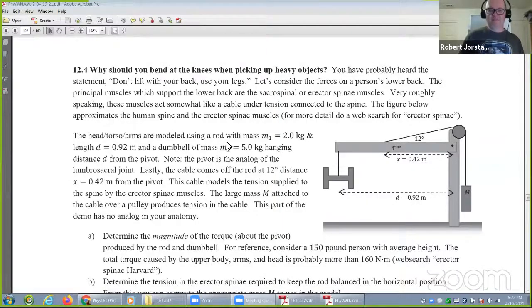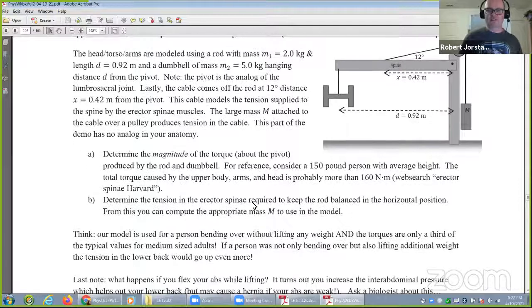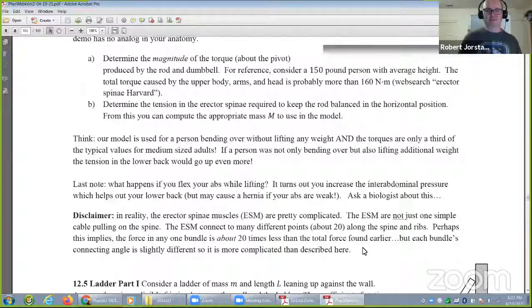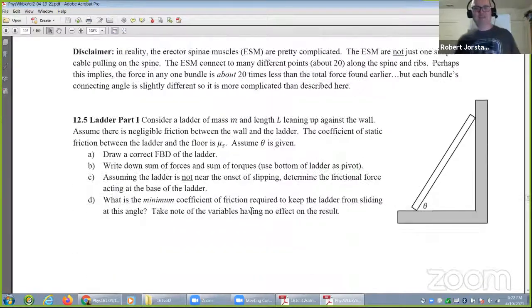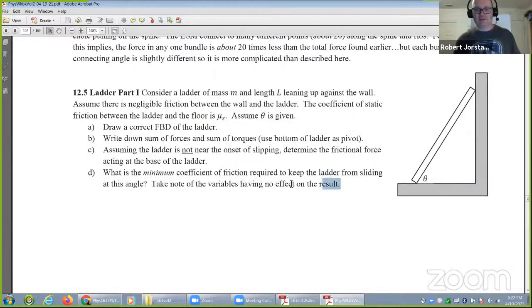So, in short, bend at the knees when picking up heavy objects. If you're interested in this, you could read more about it, and it's pretty complicated. Let's not go into it anymore. Should have dropped more acid. Gotcha. All right, next. We're going to do this ladder problem.